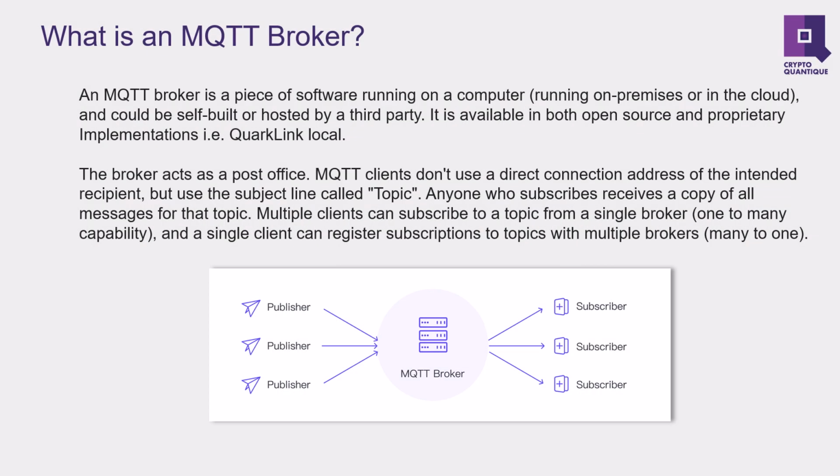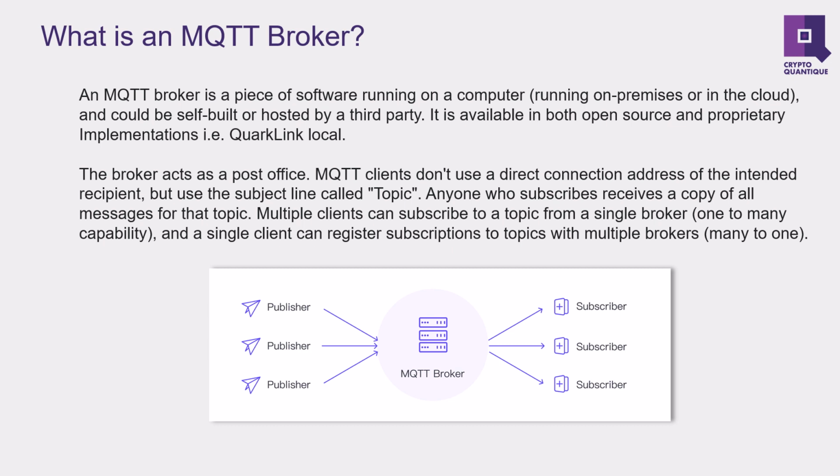What is an MQTT broker? An MQTT broker is a piece of software that runs on a computer or typically in the cloud, certainly in the case of the QuarkLink. It is available typically as open source, or there are proprietary implementations, which again is what we have for the QuarkLink. In the QuarkLink implementation, it's called a local broker.